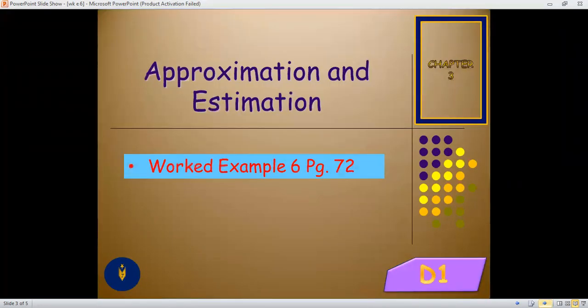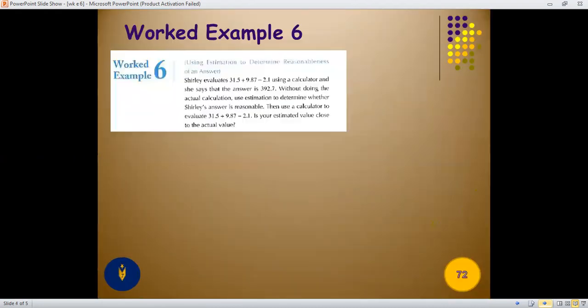In this video, we are going to cover work example 6 from chapter number 3, Approximation and Estimation. This example is just related to the topic estimation. I have already discussed the topic estimation in detail, and it's on my channel. This chapter 3, Approximation and Estimation, is from New Syllabus Mathematics Book 1 and D1. So let's start work example 6. If you're using this textbook, you may find this example on page 72.